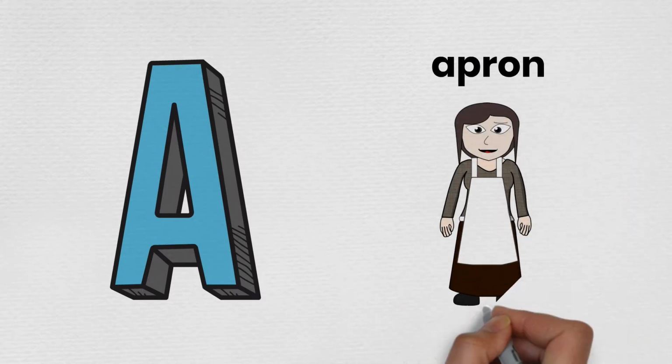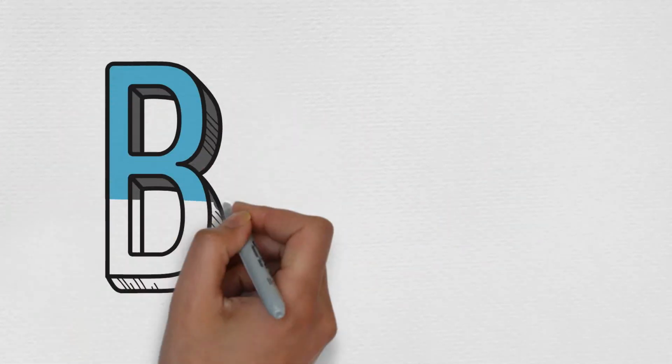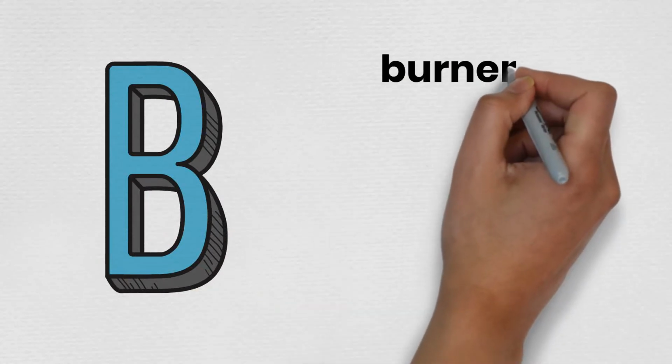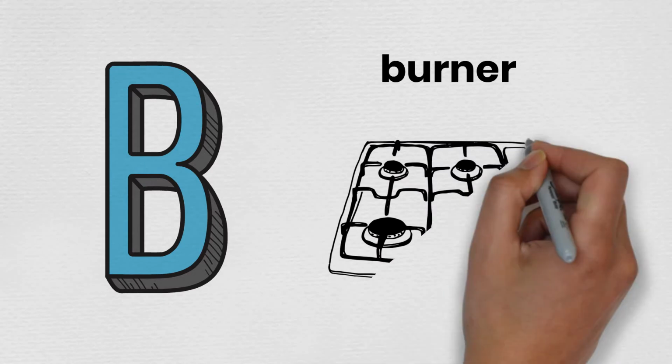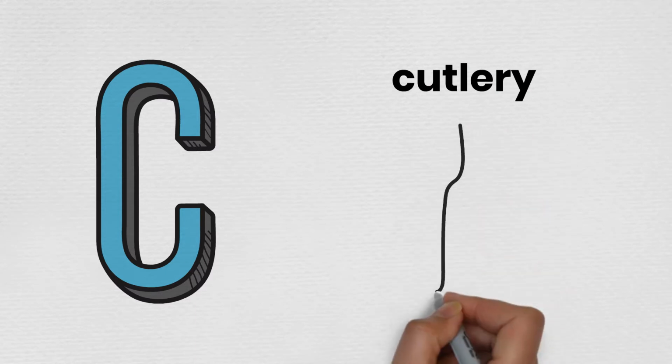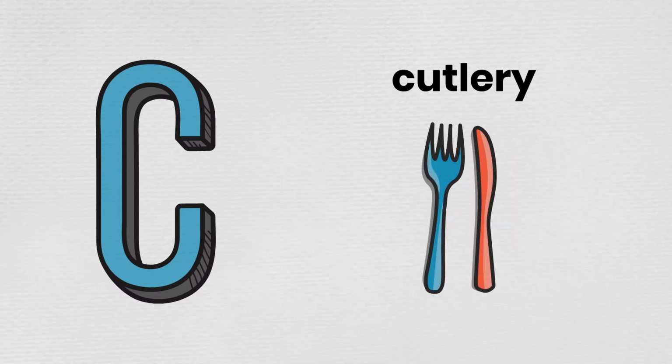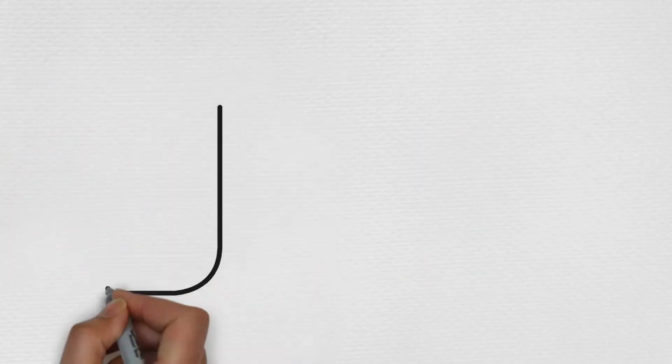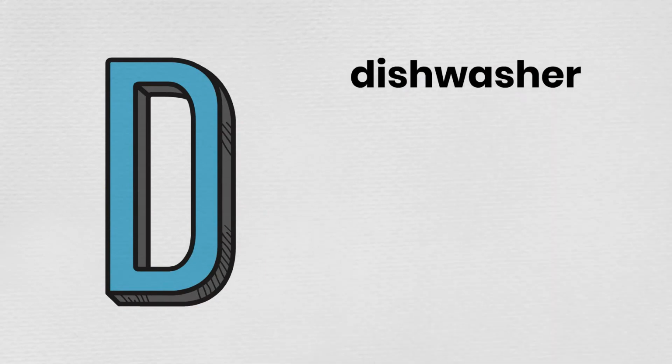A is for apron. B is for burner. C is for cutlery. D is for dishwasher.